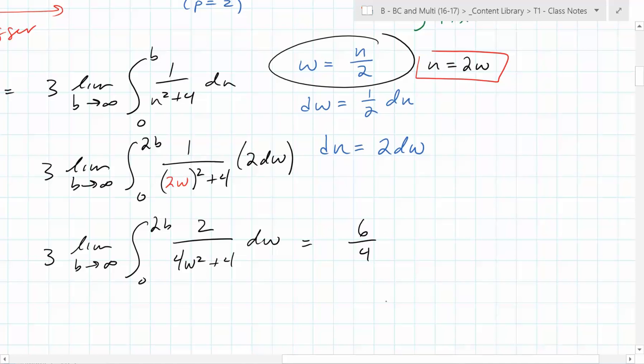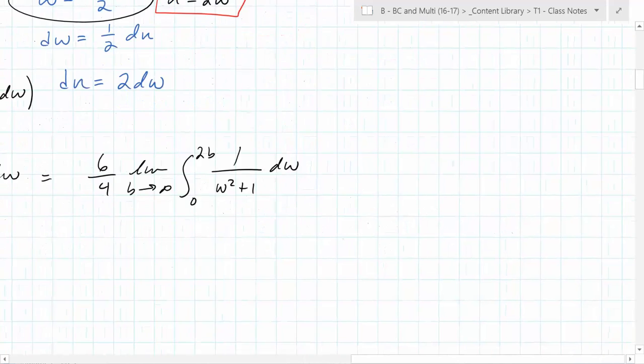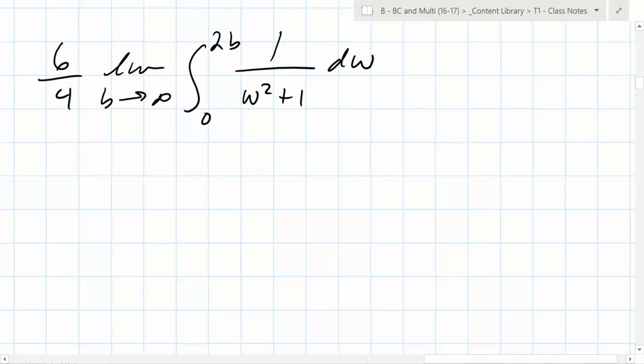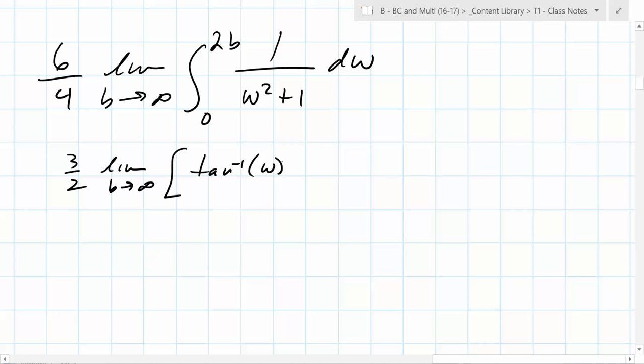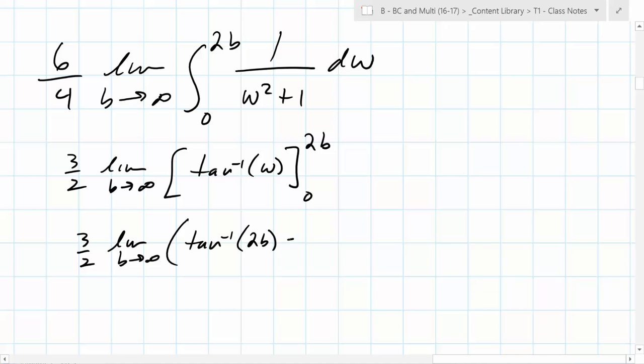Don't drop the limit. The limit as b goes to infinity of 0 to 2b of what? 1 over what? w squared plus 1 dw. Is that something you can integrate now? What is this? So that's 3 over 2, limit as b goes to infinity of tan inverse of w from 0 to 2b. So that's going to be 3 over 2, the limit as b goes to infinity of tan inverse of 2b minus tan inverse of 0.